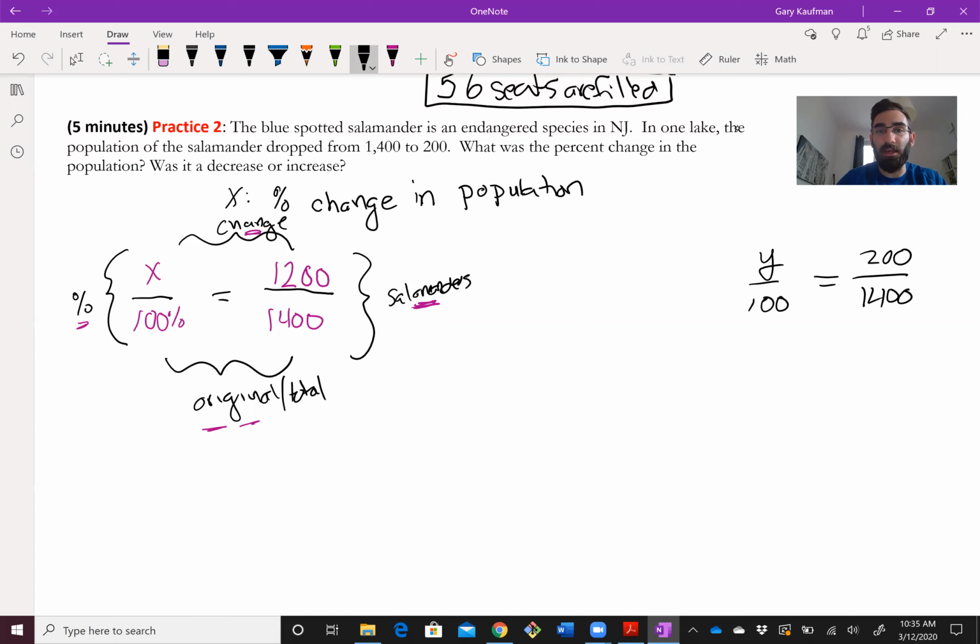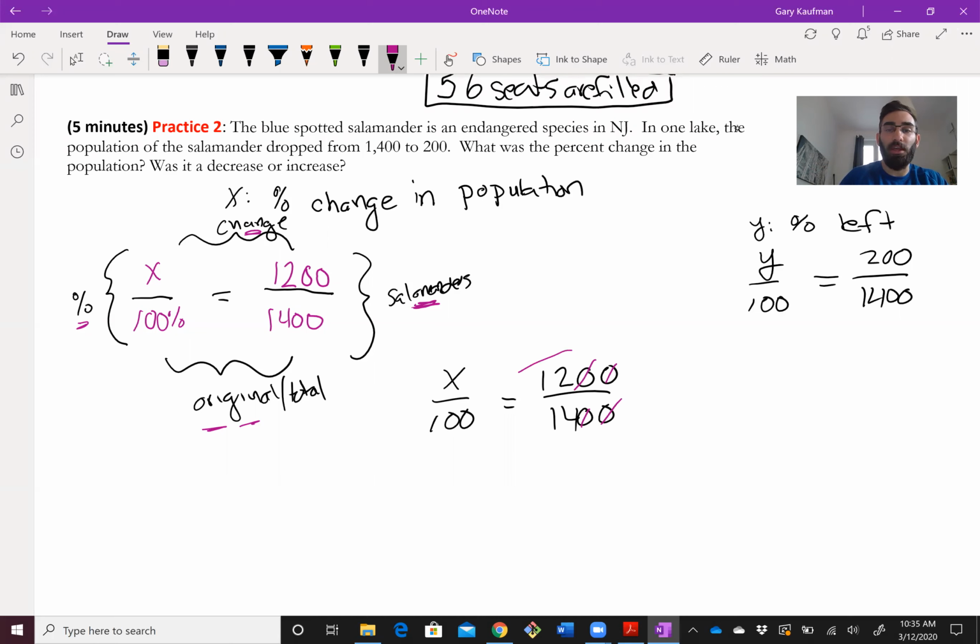And if you did this, this would be finding you the percentage left, which is perfectly fine. You just have to think about, in the end, does it answer the question? Okay, now we're going to solve the first case though. So we have X over 100 equals 1,200 over 1,400. I'm actually going to make my life a little easier first and just realize that those cancel out.